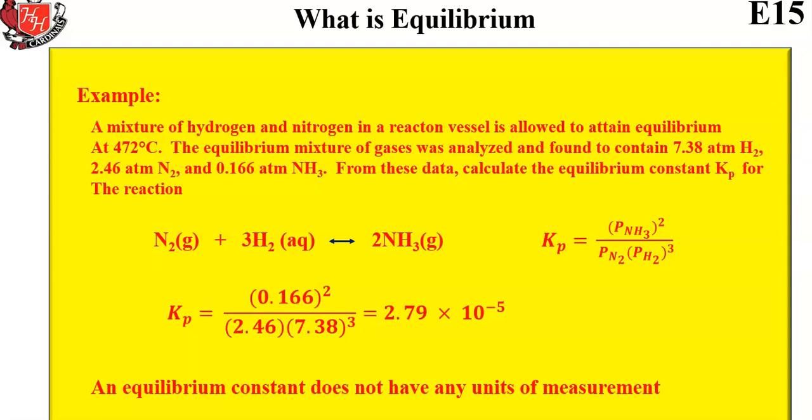The equilibrium mixture of gases was analyzed and found to contain 7.38 atmospheres of H2, 2.46 atmospheres of N2, and 0.166 atmospheres of NH3. From these data, calculate the equilibrium constant for the reaction. So first of all, you simply write the law of mass action from that reaction, and then you plug in the pressures that they've given you, and you do the math, and that's all there is to that. That's how you would get the equilibrium constant for the pressure.